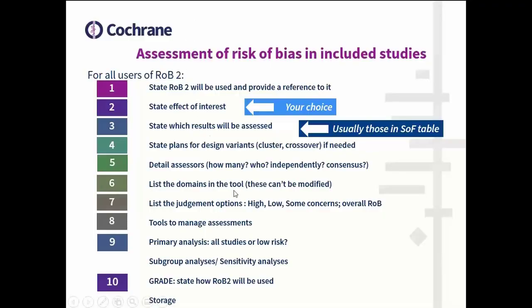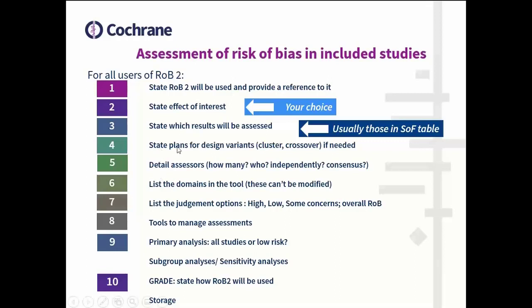We've created this list for reporting requirements for protocols. So first of all, you need to state Risk of Bias 2 will be used and provide a reference to it. State your effect of interest, whether you're interested in effect of assignment or adherence. State which results will be assessed. And we do recommend that at least those included in the summary of findings table be included here, because the risk of bias is needed to inform the GRADE assessment.